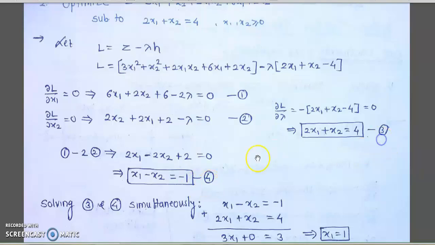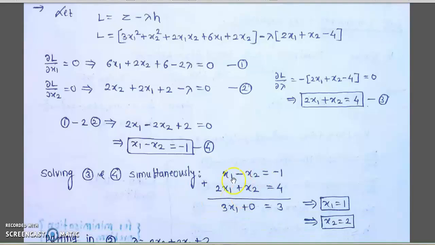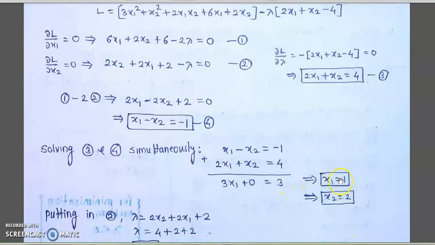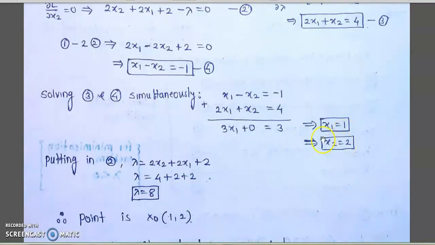So we have equations 3 and 4 in terms of x1 and x2. Again, we can solve them for the values of x1 and x2. If we solve them in this way, we get x1 as 1 and x2 as 2. So we get a point (1, 2). Using these values, we put them in any equation, either 1 or 2, to get the lambda value.